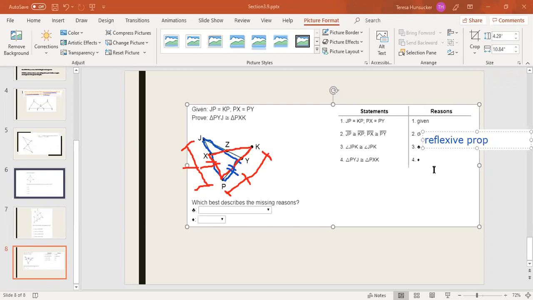Okay, now why are the triangles congruent? So let me just go ahead real quickly. We can say, all right, this angle is congruent to itself in both triangles, so the triangles are congruent by side, angle, side.